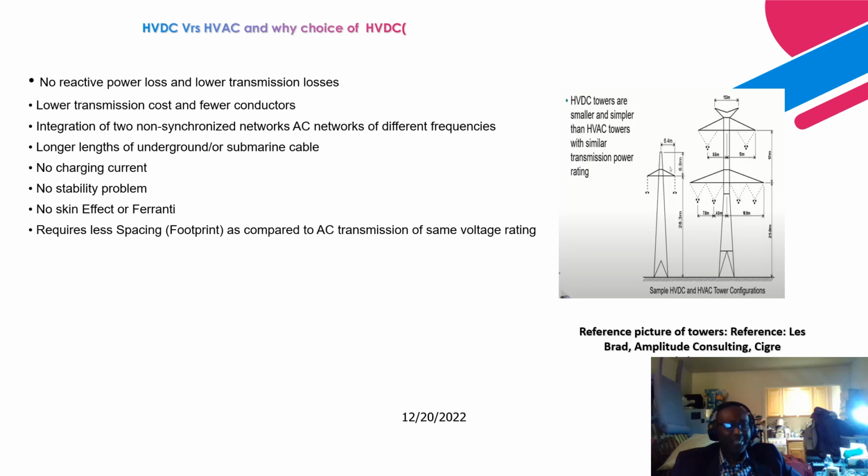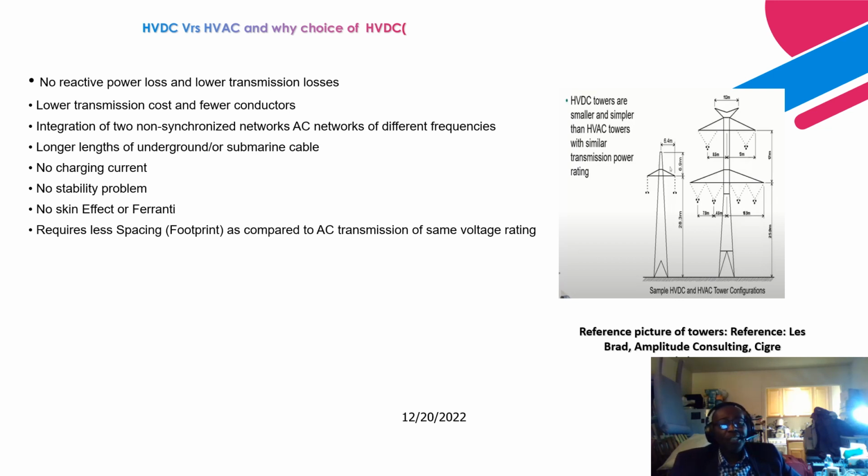Next, spacing and footprint. HVDC requires less space. As you can see in the picture on the right, look at the tower structure compared to the tower structure for an HVAC. This is a tower structure for HVDC. So as you can see, right away it's very small, and the tower structure is also very small. So as such, it has less spacing and footprint.